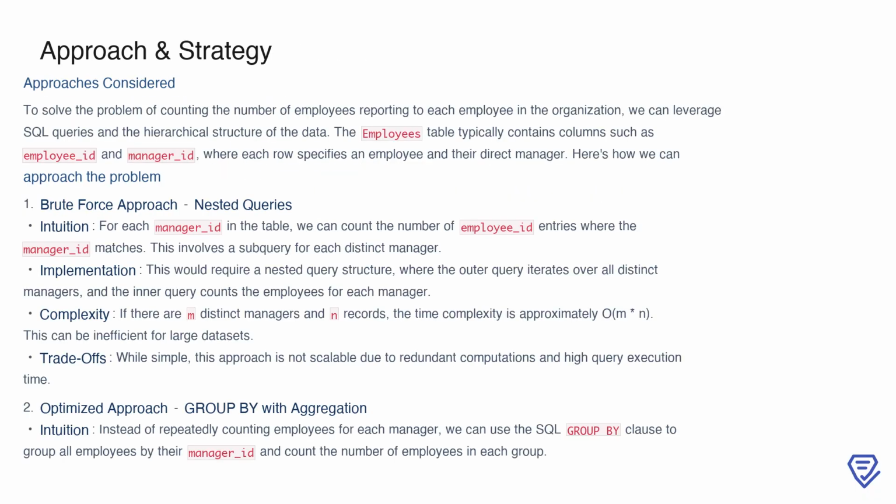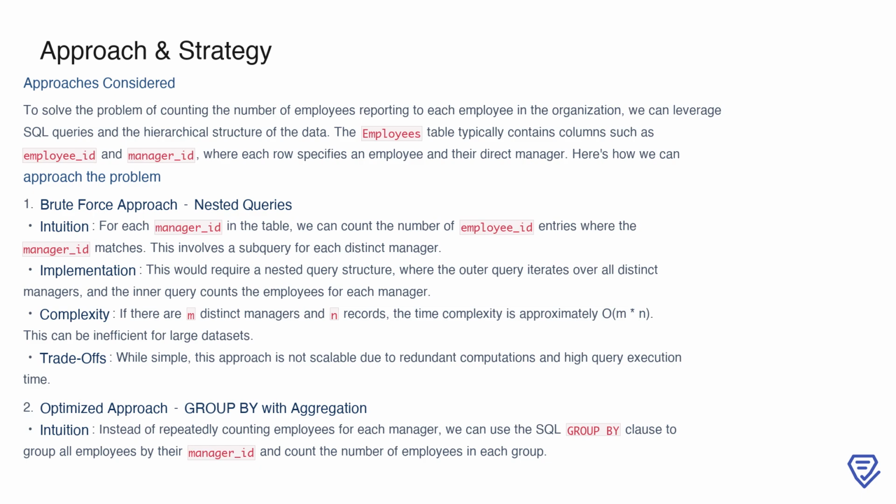To tackle the problem of counting the number of employees who report to each manager, we can take advantage of the hierarchical structure in the employees table. This table typically includes columns such as employee_ID, representing the unique ID of each employee, and manager_ID, which identifies the employee's direct manager.